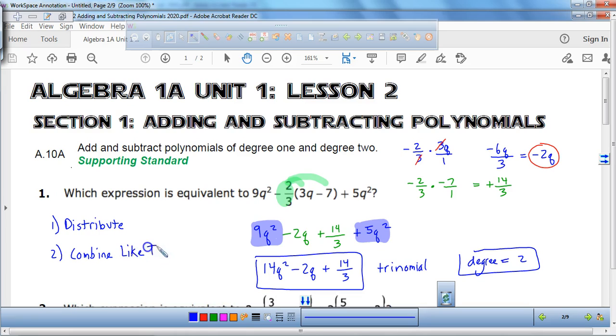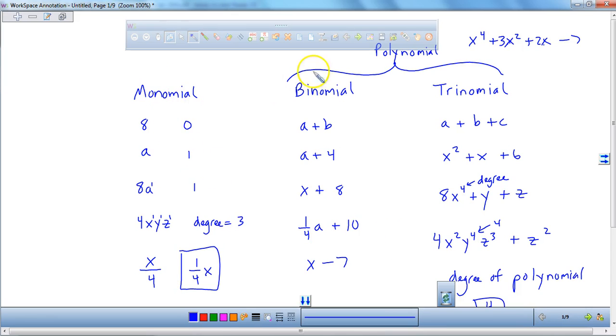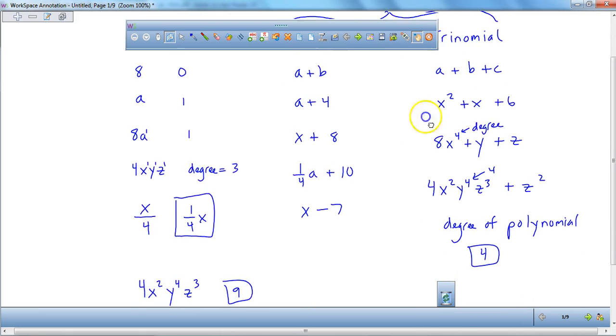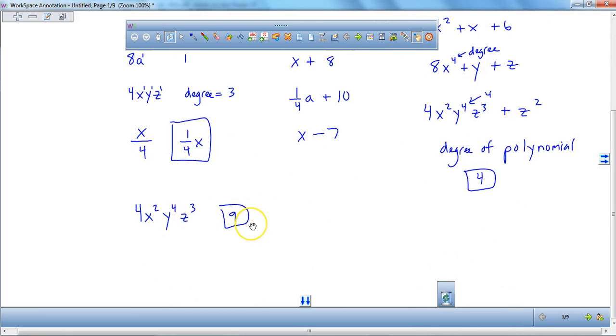And that's it. Alright, so hopefully you took some notes. You have a better understanding of different characteristics of, for example, what's a monomial, what's a binomial, trinomial, what's considered to be a polynomial, and dealing with degrees of polynomials and also degrees of monomials.